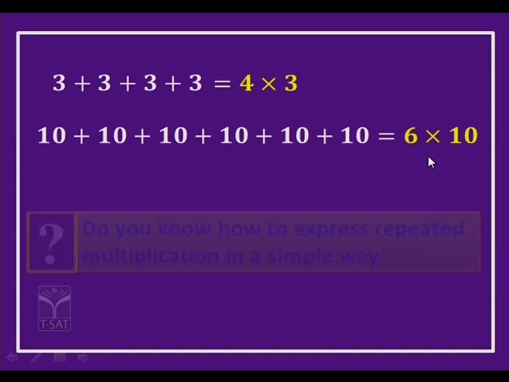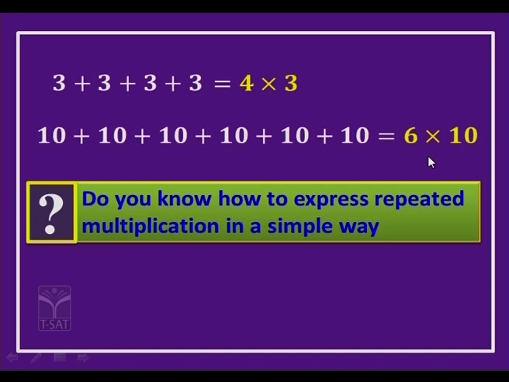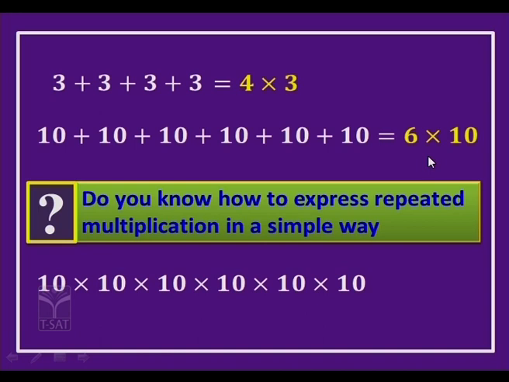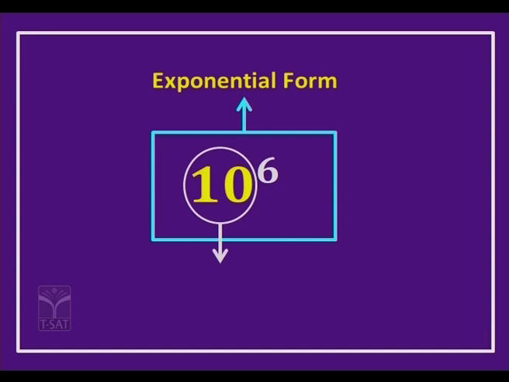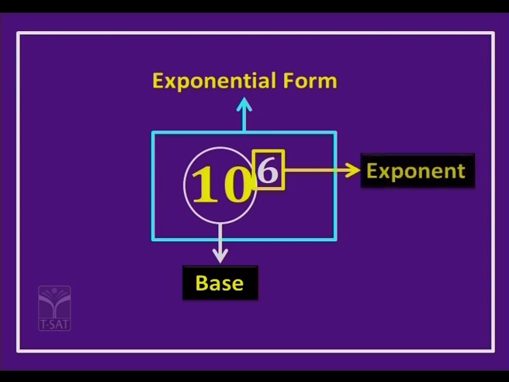children? Yes. But children, do you know how to express this repeated multiplication in a simple way? That is, if you are going to multiply 10 6 times, how will you write this? Yes, we are going to write it as shown on your screen. Now, let us learn about expressing this type of numbers. This type of numbers are said to be in exponential form, and here this 10 is called the base and 6 is called the exponent.